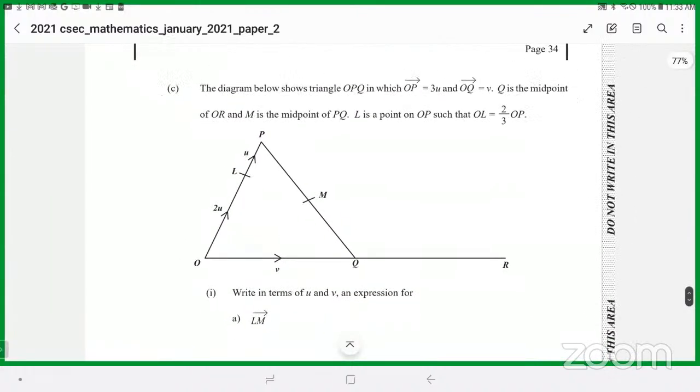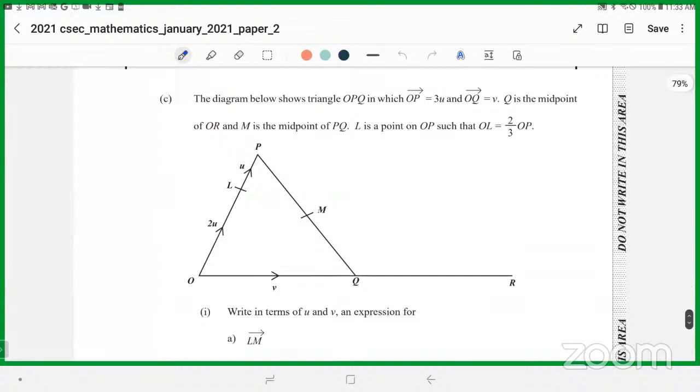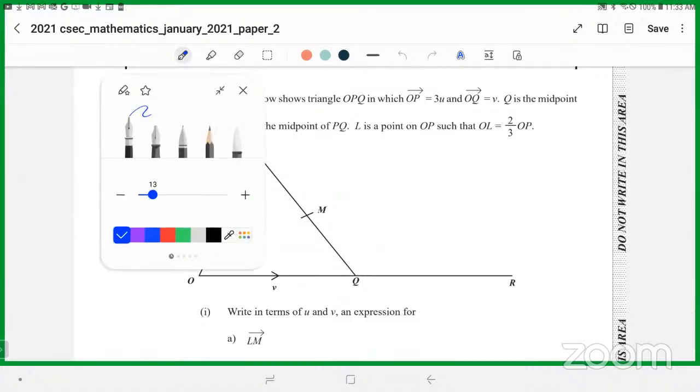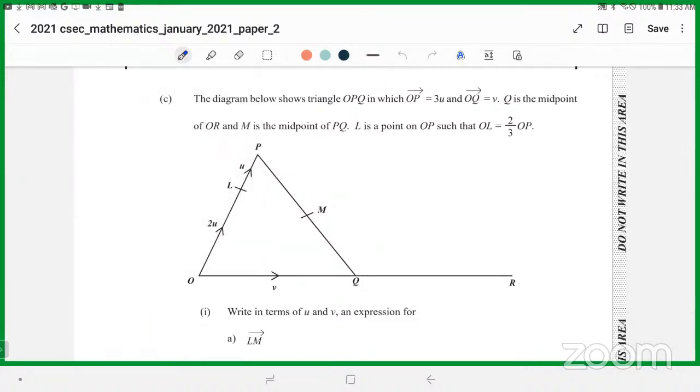This example here says, the diagram below shows triangle OPQ. OP is 3U. That's this here. And I broke it down for you already. This part is 2U. This part is U. This feels like a question we've done before.